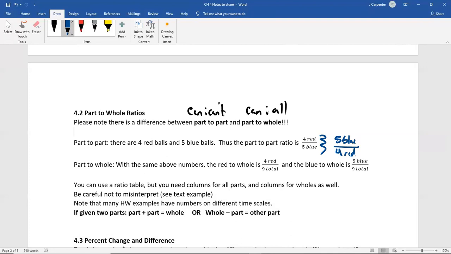Now, just like anything dealing with ratios and proportions, you can certainly use a ratio table or a proportion table, whichever you want to call it, they're the same thing. But you might need to put in another column. You need columns for all the parts and a column for the wholes. So you need a column for the reds, which would have been 4. Then you have a column for the blues, which we said was 5, and then you have a column for the wholes.